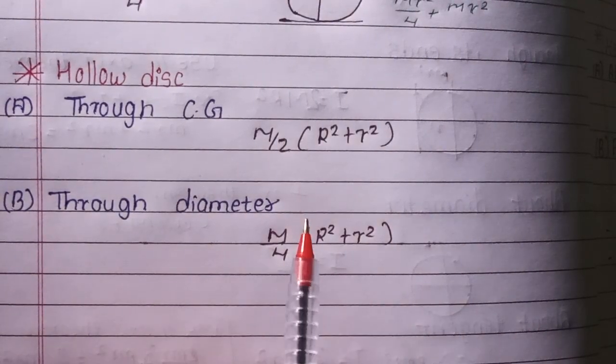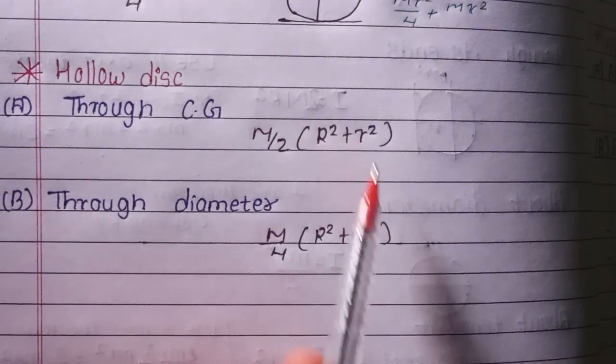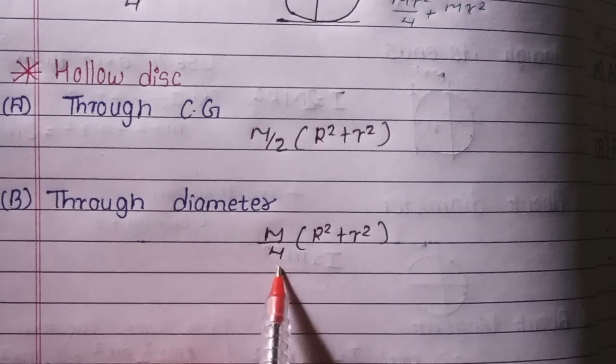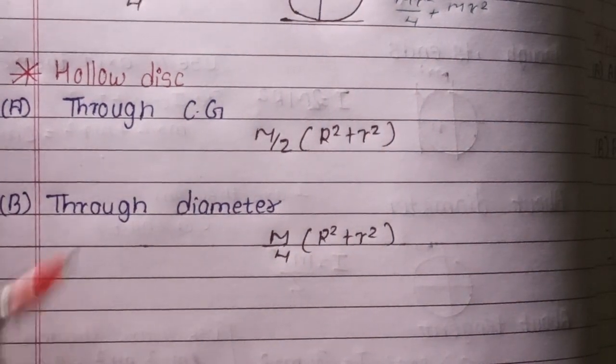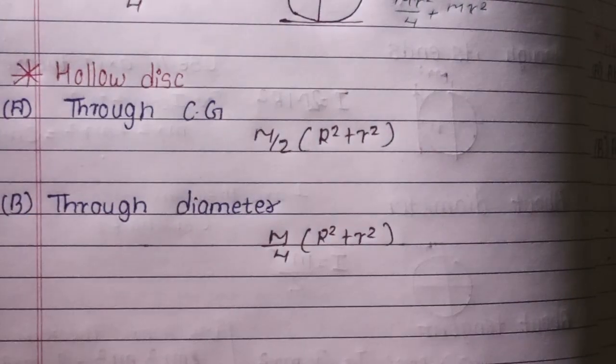For the hollow disc, through its center, m by 2 times r square plus r square, and m by 4 times r square plus r square. We must remember it here. For the diameter, here it is a half.